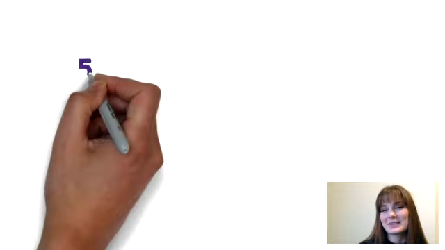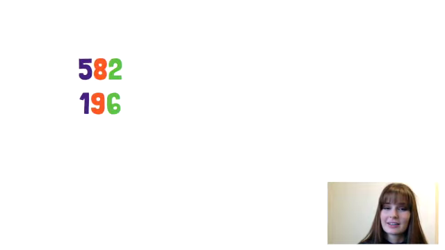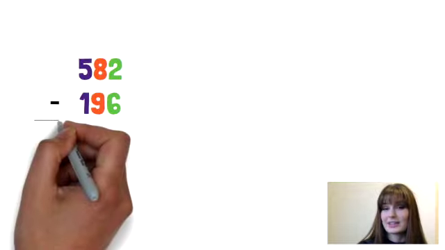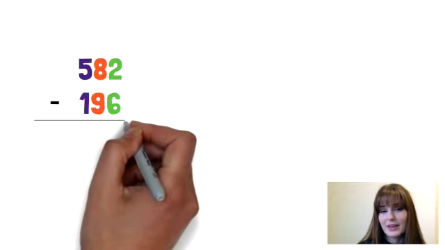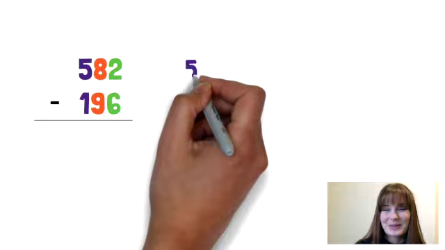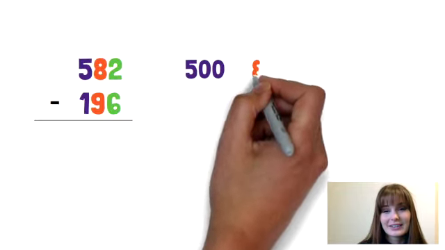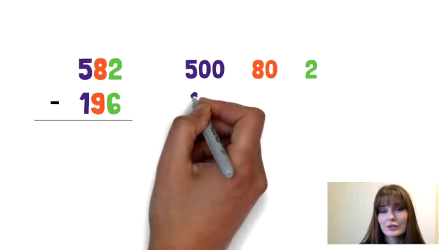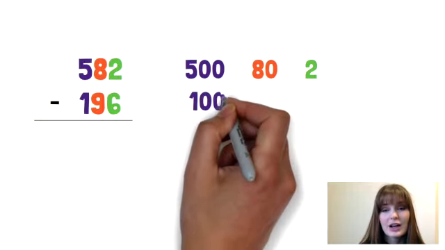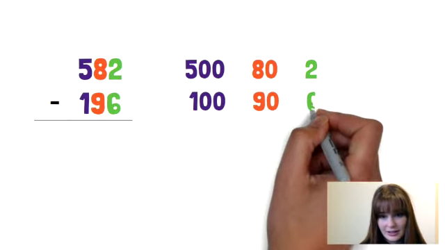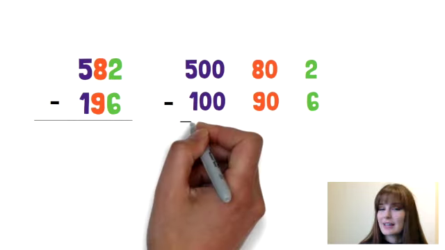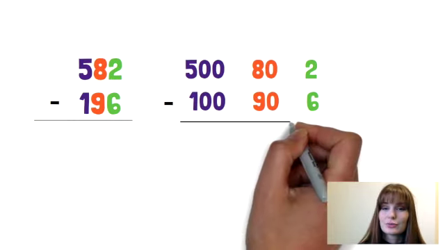Great, okay, let's do another one. 582 take away 196. All right, so let's break it down into its place value parts by partitioning it out. So 5 hundreds, 8 tens, and 2 units for 582. 196 is 190 and 6 units. And now we just take away in each of our place value parts.